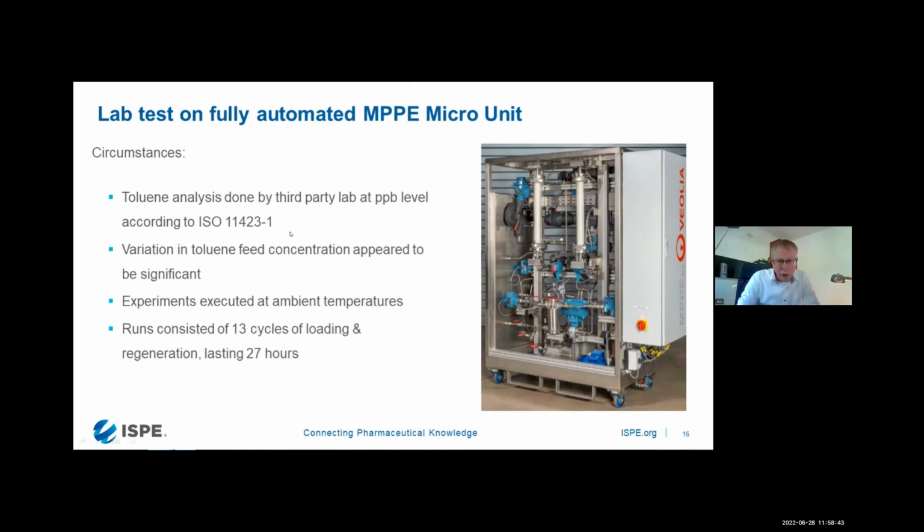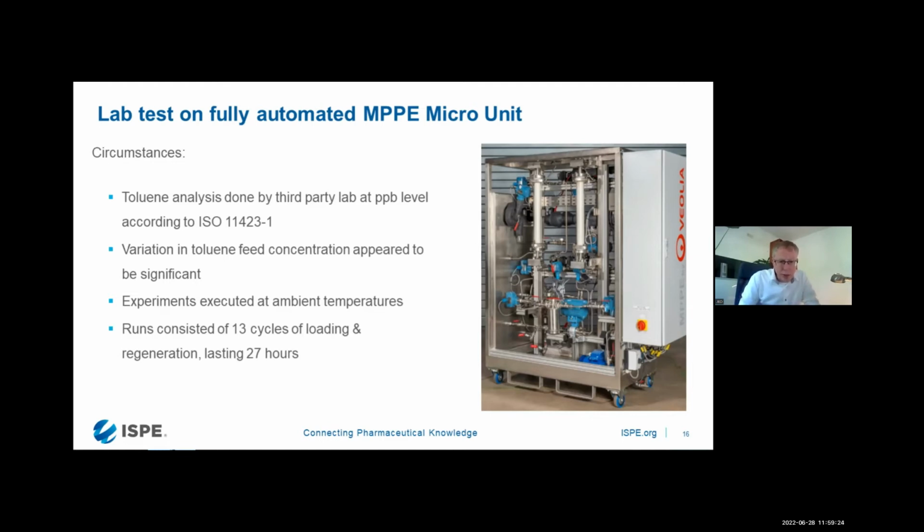The analysis for toluene was done by a third-party lab, also to prove it in an independent way. And what we noticed, if you look at the samples and the results from the analysis we got back from the lab, is that the toluene feed concentration appeared to be varying a lot. That had to do with the fact that it's an oversaturated solution. So there's more toluene in there, and physically you can describe it as small toluene droplets inside the water.